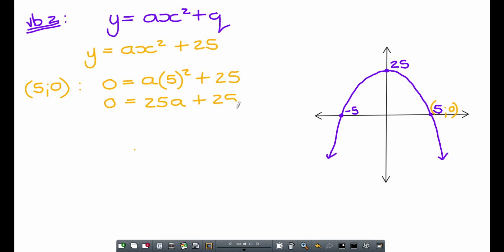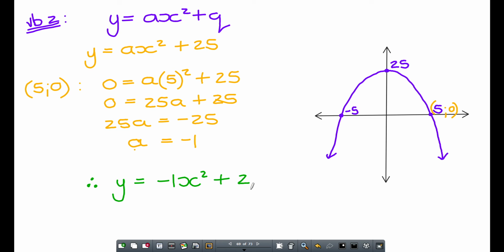Wat beteken dat 0 is gelyk aan 25a plus 25. So, excuse, 25a is equal to minus 25. So a will be minus 1. Right. So, my vergelyking gaan dan wees, y is equal to minus 1x squared plus 25.